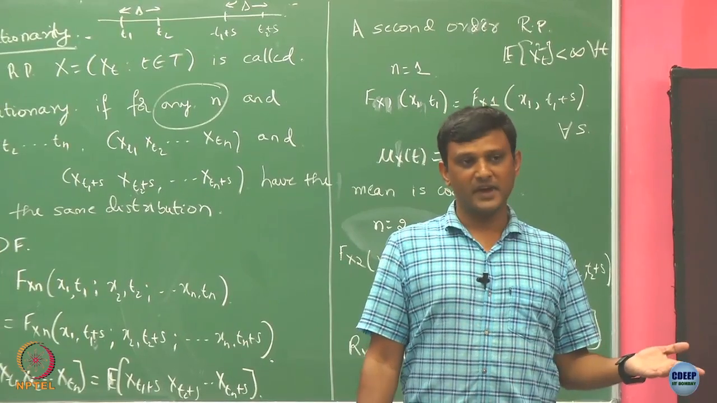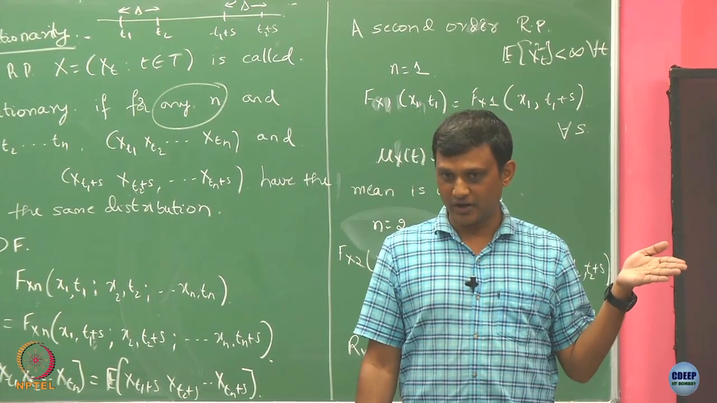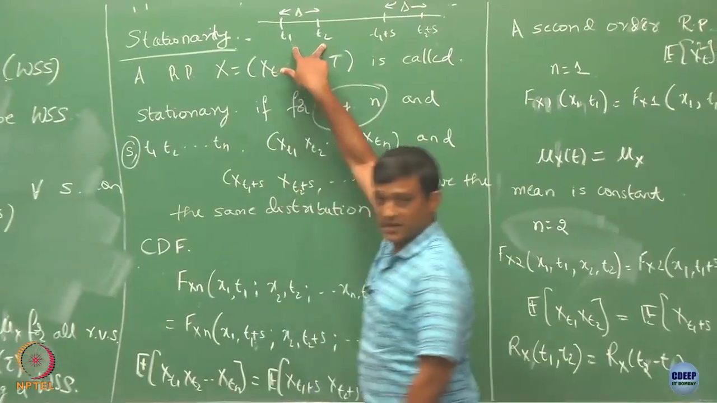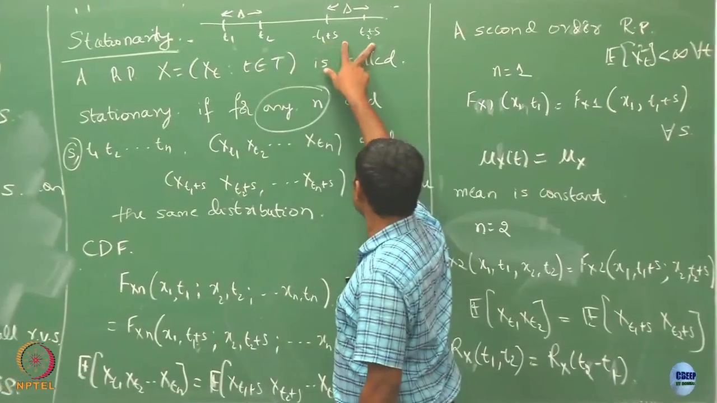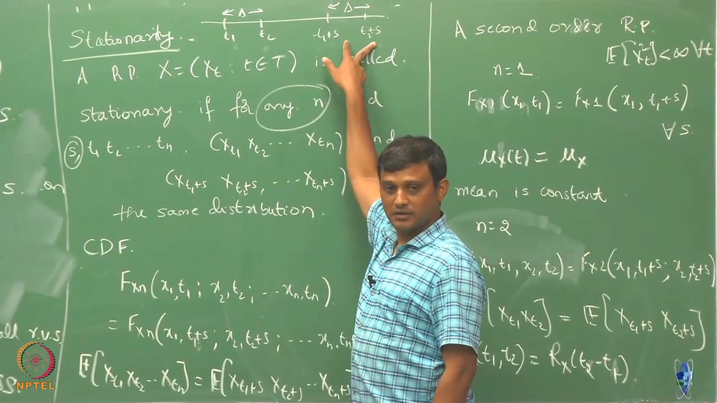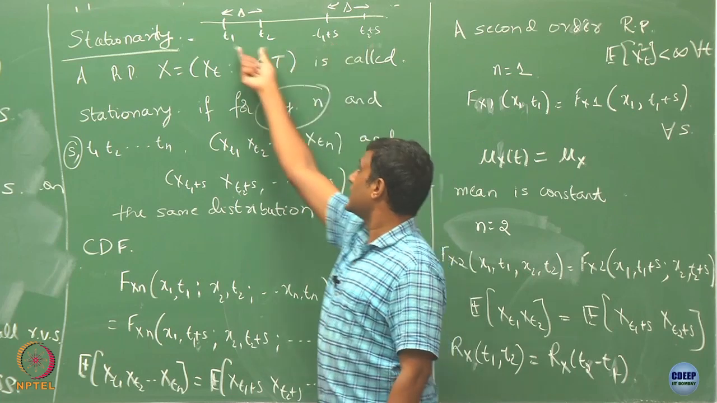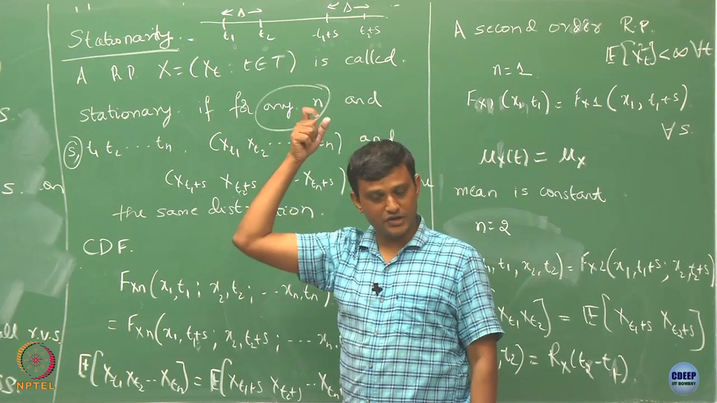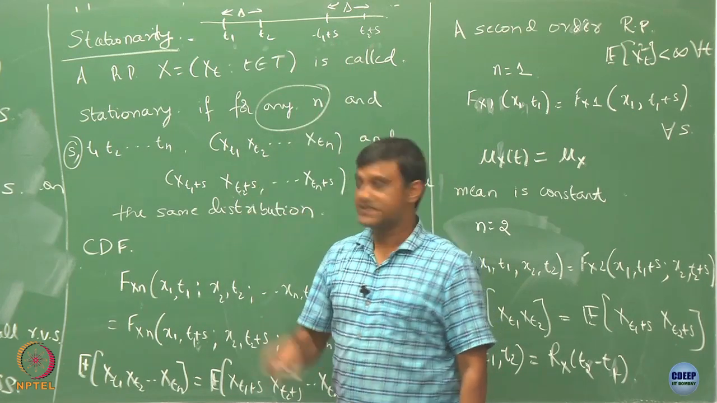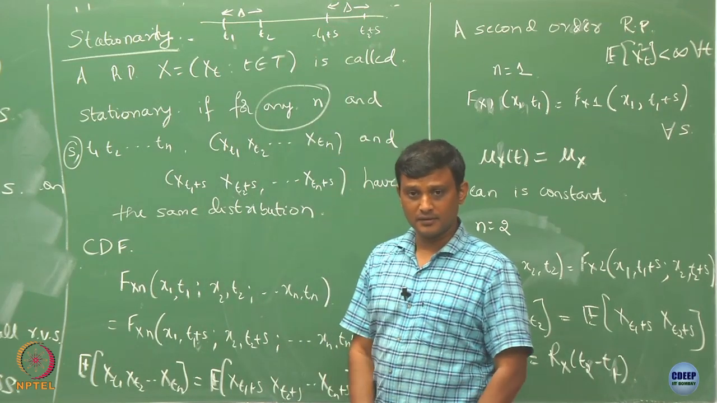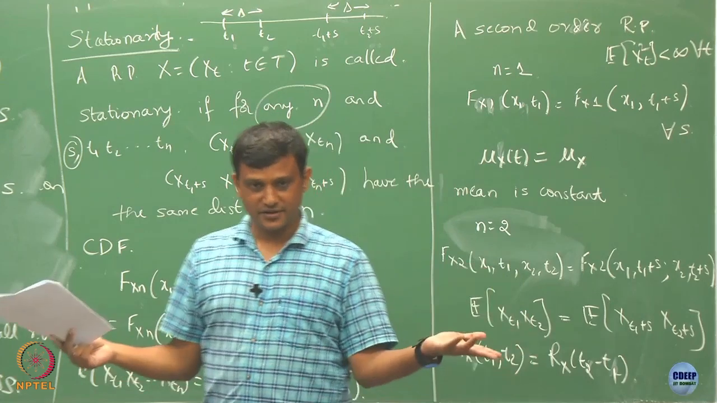No, it does not matter which T1 and T2 you are talking about, right? So, for example, as I said here, you have T1 and T2, and you have T1 plus s and T2 plus s here. If you look at the correlation of these two random variables, they are going to be the same. It just depends on this interval.